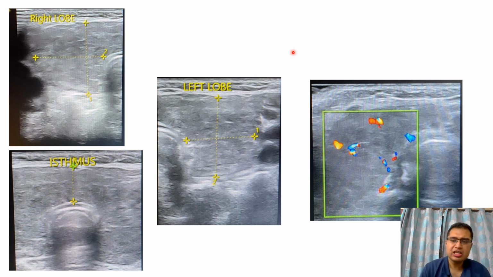So coming to my next case, which is an ultrasound case. This patient came with swelling in the neck along with increased sweating and palpitations for the past 2-3 weeks. This is the ultrasound picture of this patient, where we can see a diffusely enlarged thyroid gland with heterogeneous echotexture, and on color Doppler, increased vascularity is seen. So this particular sign is an important sign.